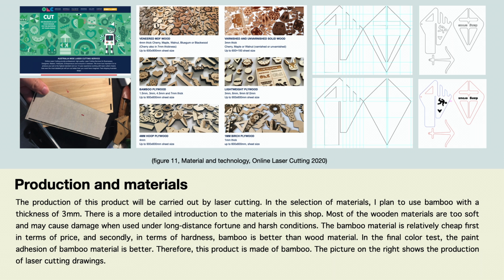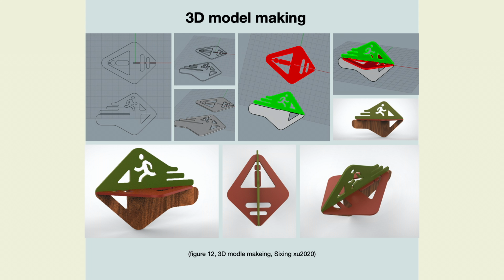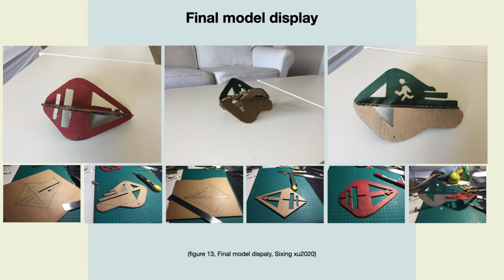Here is my final design sketch. I will use laser cutting technology to make my model, and I found a website to make these models. There are a lot of wood materials on this website, and according to the introduction, I found the bamboo one is better because the wood one is too soft. Here is the 3D model making. Here is the final model displayed.